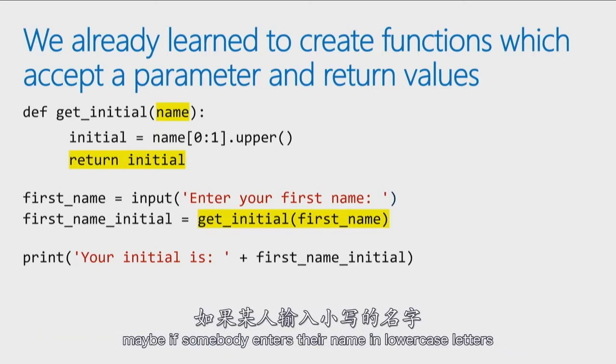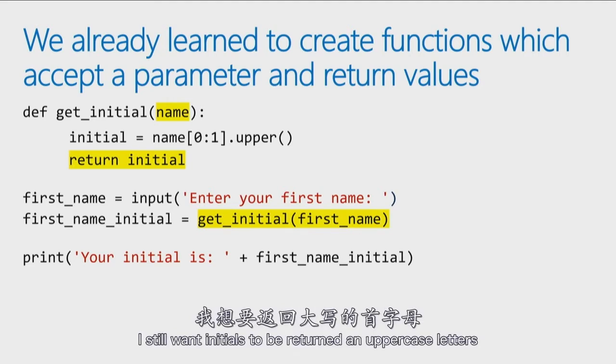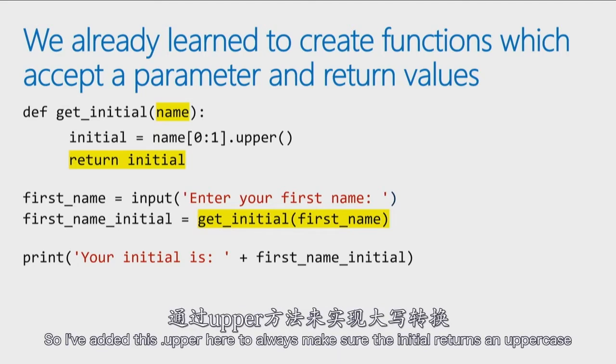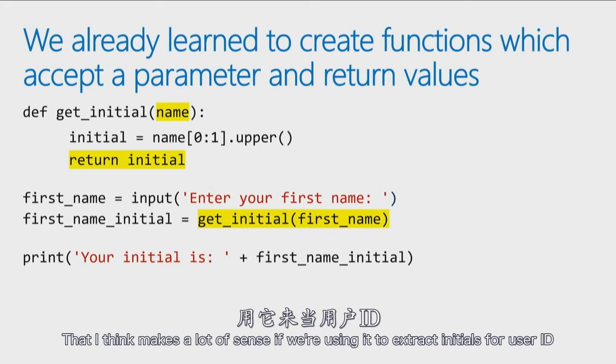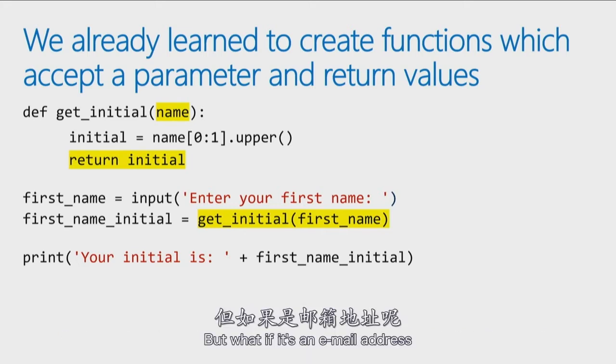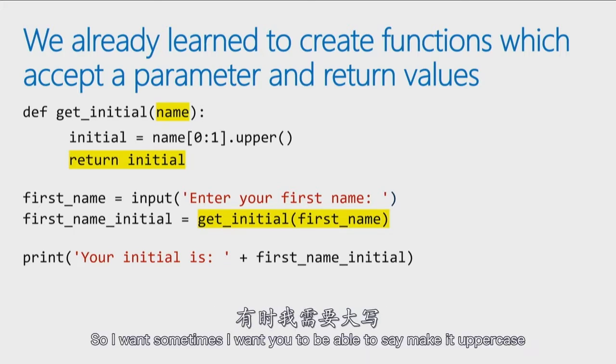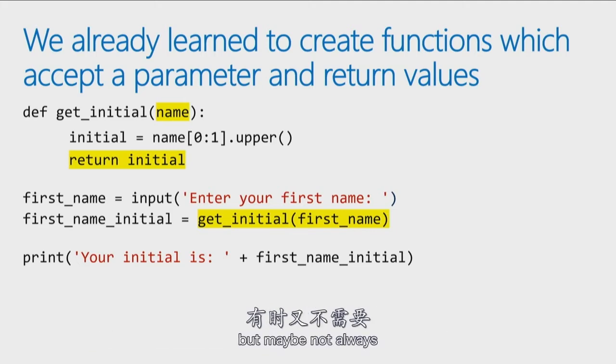All right. One of the things I realized when I was writing this function is that maybe if somebody enters their name in lowercase letters, I still want the initial to be returned in uppercase, maybe if I'm using this to create a user ID or an email address. So I've added this .upper here to always make sure the initial returns in uppercase. That makes a lot of sense if we're using it to extract initials for a user ID. But what if it's an email address? Email addresses I don't always want uppercase letters. So sometimes I want to be able to say, make it uppercase, but maybe not always.